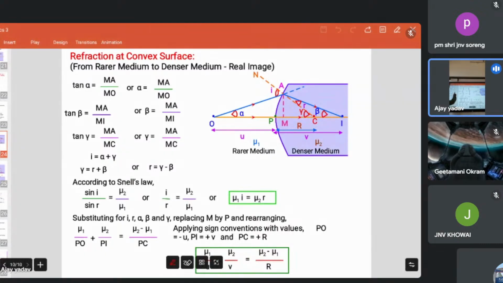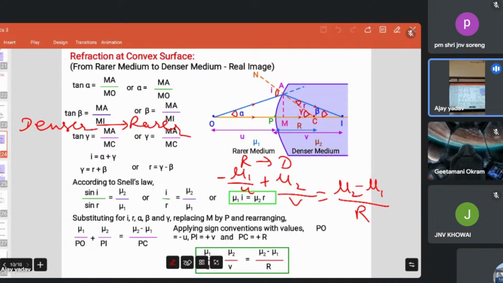And from denser to rarer medium, what will be the change in this formula? In this formula only, we will replace the subscripts. Where 1 is written, there we will write 2, and where 2 is written, there we will write 1. For example, here rarer to denser: minus mu1 by u plus mu2 by v equals mu2 minus mu1 by R. This is from rarer to denser.